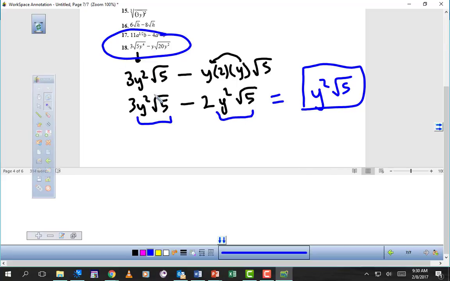Number 18. Kind of annoying problem. But that's the nature of some of these problems. So I think that's it. Now we should be able to finish off the study guide, and then like I said, tomorrow we'll work on the book assignment in class. So we'll stop right here.